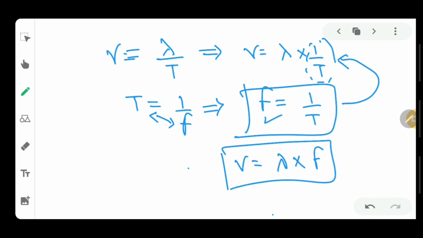That means the speed of a wave is nothing but the product of the wavelength and the frequency of the wave. Okay, so here the lecture is ending. I hope you have understood this whole lecture well: what amplitude is, what frequency is, what time period is.